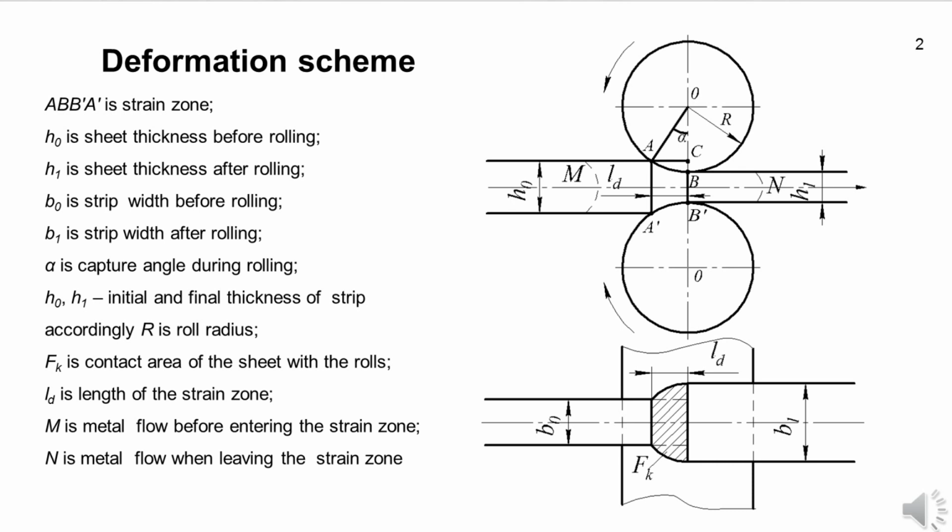Deformation scheme. When metals are rolled, the plastic deformation of the raw material takes place, causing a change in its shape and size. This figure shows the deformation scheme, where you can see that ABB'A' is the deformation zone. In the top view, the deformation zone is shaded.